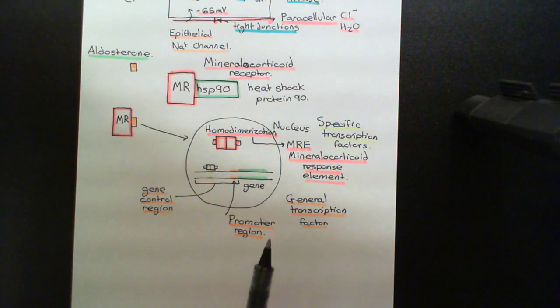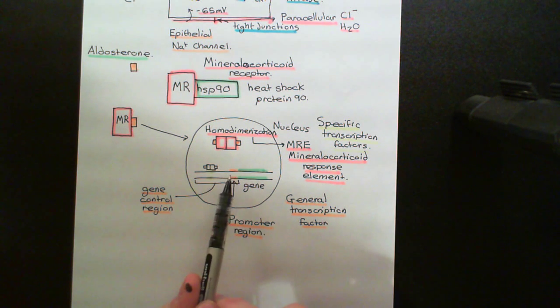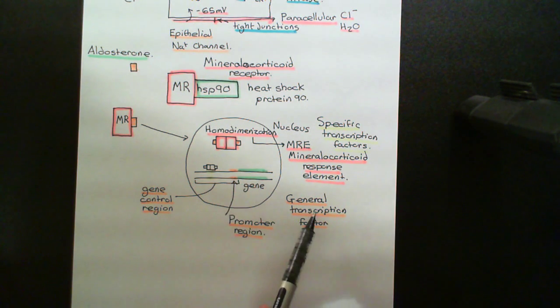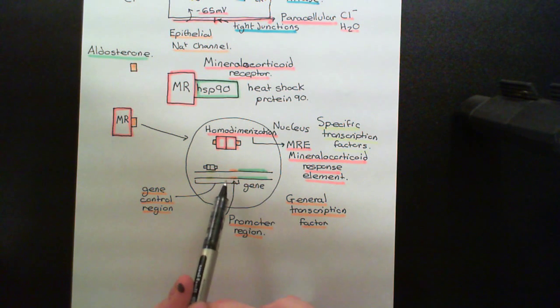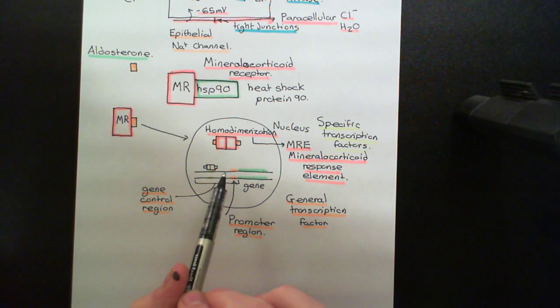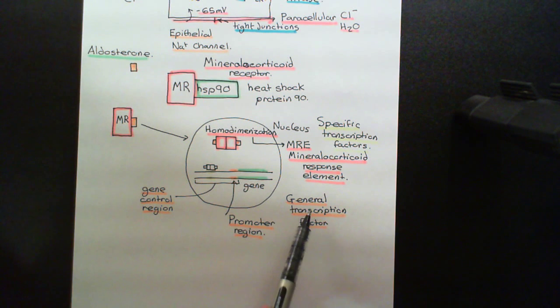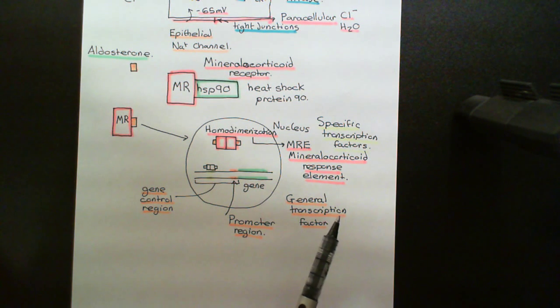So the basic principle is that the promoter region is this portion of the gene control region immediately upstream of the gene. That's where the general transcription factors all have to bind, and then RNA polymerase II binds on top to even initiate transcription. Okay, so they're very, very important for transcription full stop.